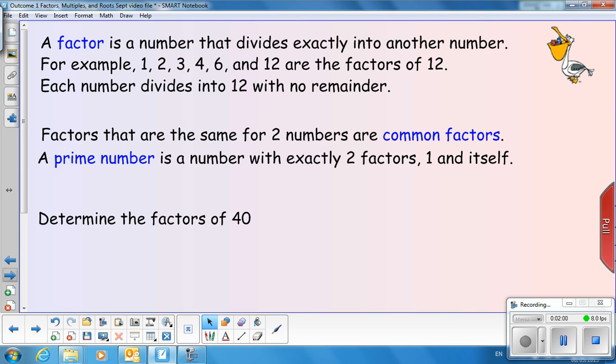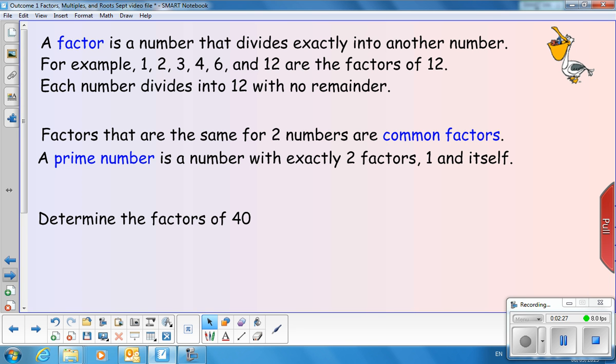A factor is a number that divides exactly into another number. For example, 1, 2, 3, 4, 6, and 12 are the factors of 12. Each number divides into 12 with no remainder. Factors that are the same for two numbers are called common factors. A prime number is a number with exactly two factors, 1 and itself.